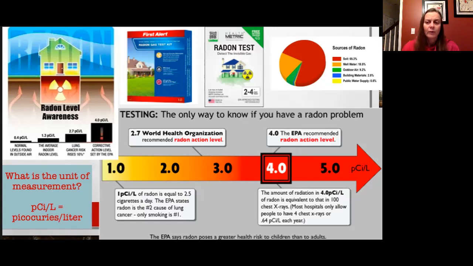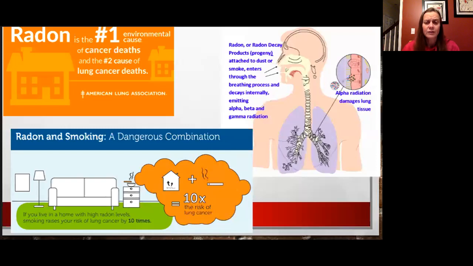There are radon mitigation programs that you can undertake if you have a radon issue in your home. Generally speaking, all it takes is better ventilation of the lower areas of the home, so that that air is circulated and vented directly outdoors. Radon is actually the #1 environmental cause of cancer deaths, and it's the #2 cause of lung cancer deaths in the United States, second only to smoking. And radon combined with smoking actually increases your risk of lung cancer by a factor of 10.